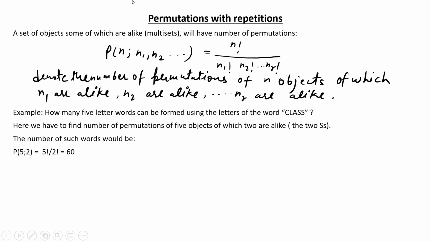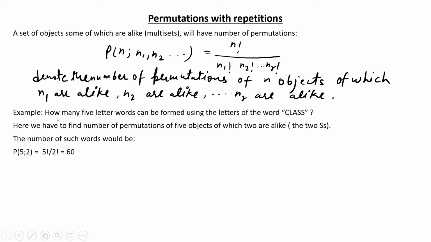We also have permutations with repetitions, like we are talking about multisets. So a set of objects, some of which are alike. So we'll have the number of permutations P(n; n1, n2, ..., nr) equal to n factorial by n1 factorial, n2 factorial and so on, nr factorial. So this denotes the number of permutations of n objects of which n1 are alike, n2 are alike and so on, nr are alike.